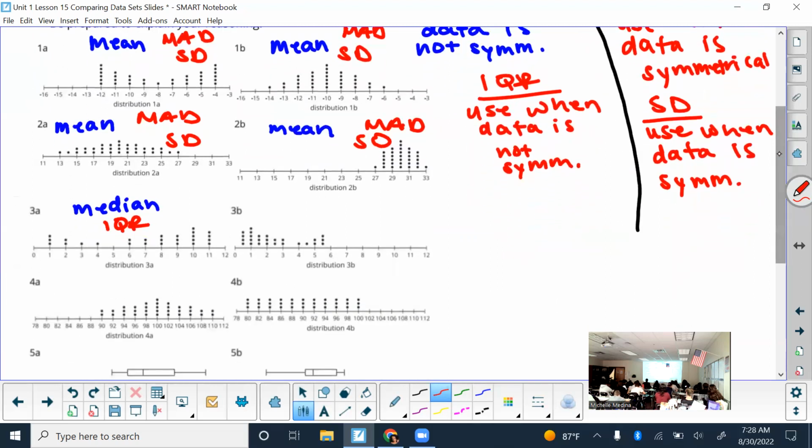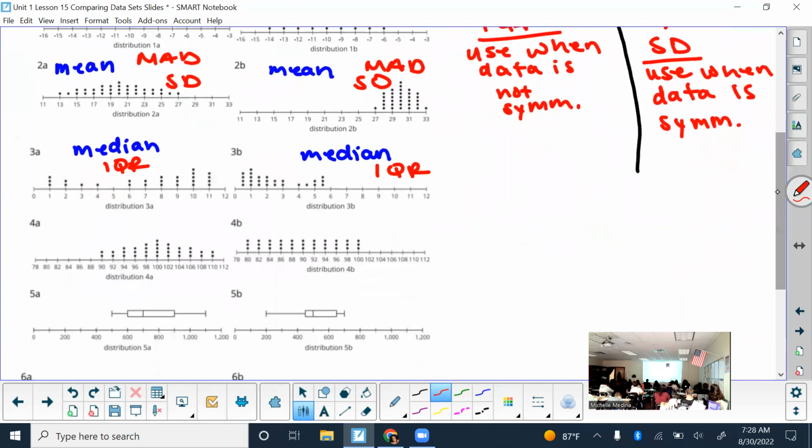What about 3B? What's the better measure of center? What's the better measure of spread? Good. Hopefully, we're seeing the patterns now. 4A, mean because the data is symmetrical. 4B, also mean because when it's uniform, it is also symmetrical. Therefore, what are my better measures of variability? MAD and standard deviation.